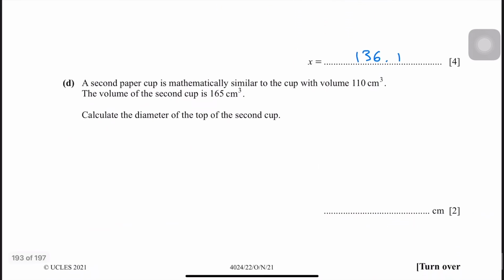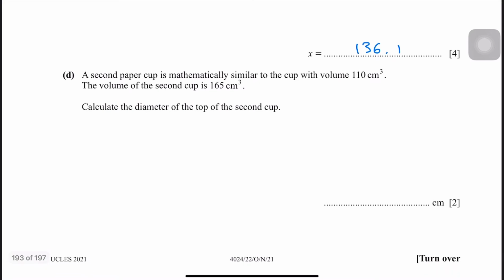It says the second cup is mathematically similar, with volume 110. The volume of the second cup is 165. Calculate the diameter. So in order to go from the ratio of volumes to the ratio of lengths, I need to take a cube root. So 110, 165. The first one has a diameter of 7. I don't know this, so let's keep that as x.